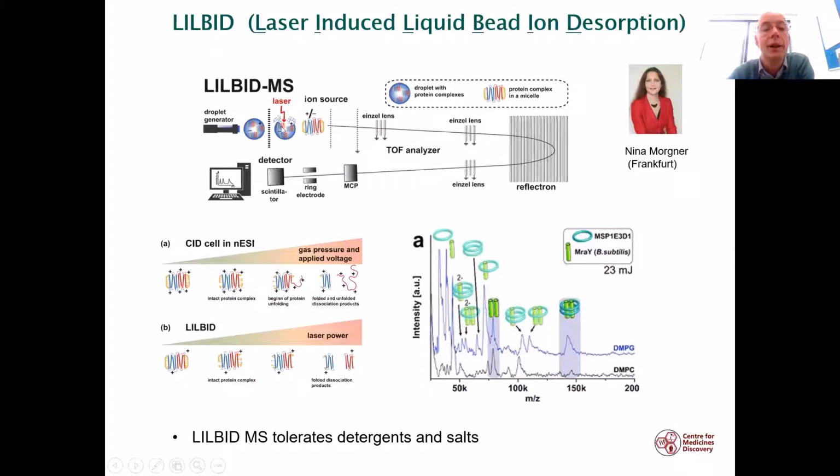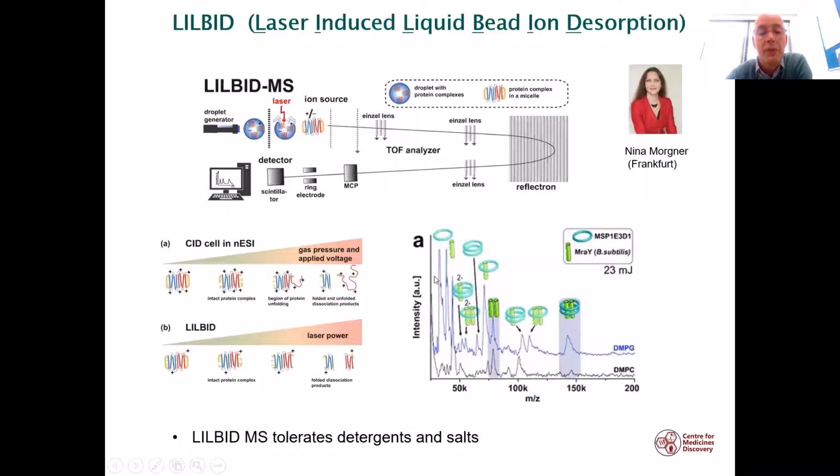When the laser hits that droplet, it ablates the liquid, and it also imparts a charge onto the analyte. It can be either negative or positive, but you can only measure one at a time. You imagine you get a positively charged analyte, and then it just passes through a normal ion optic system, reaches the detector, and you get your signal. The reason I'm telling you about LILBID is it will tolerate detergents. Here's an example of LILBID being used for analysis of nanodiscs.